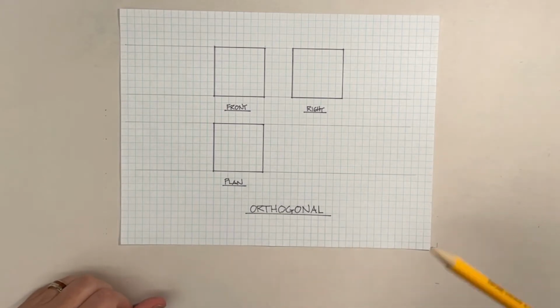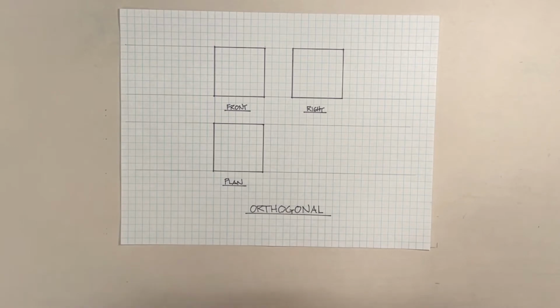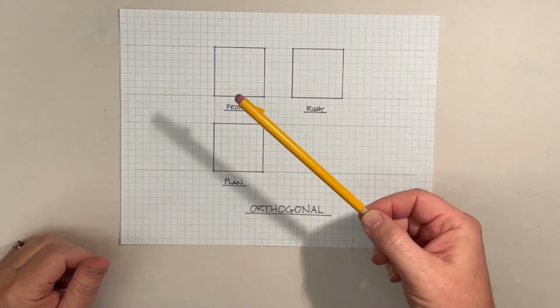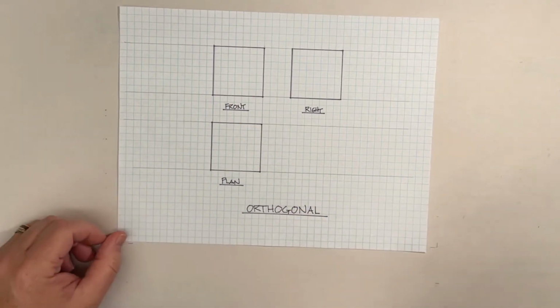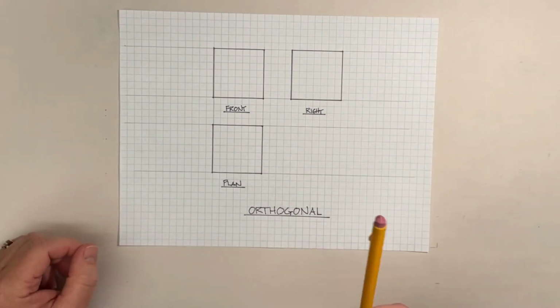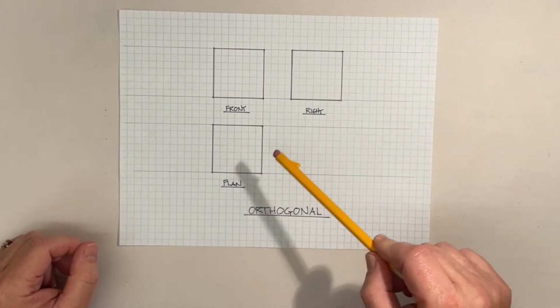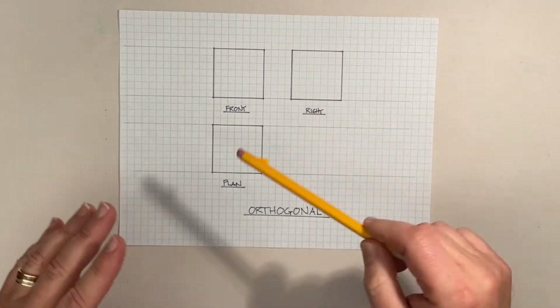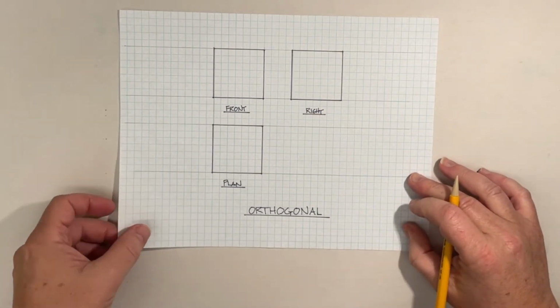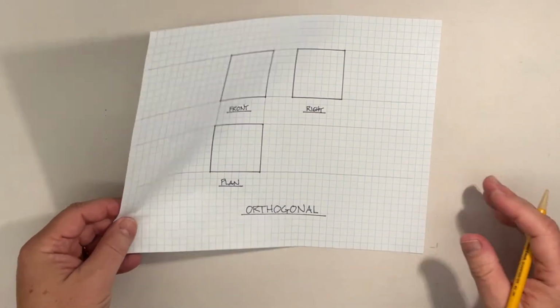Usually three, and sometimes more views are needed in order to fully describe the object. You almost always need a front view, and then you usually need a side view or a plan view, and often we do all three. Why is that? Why do we need different views?